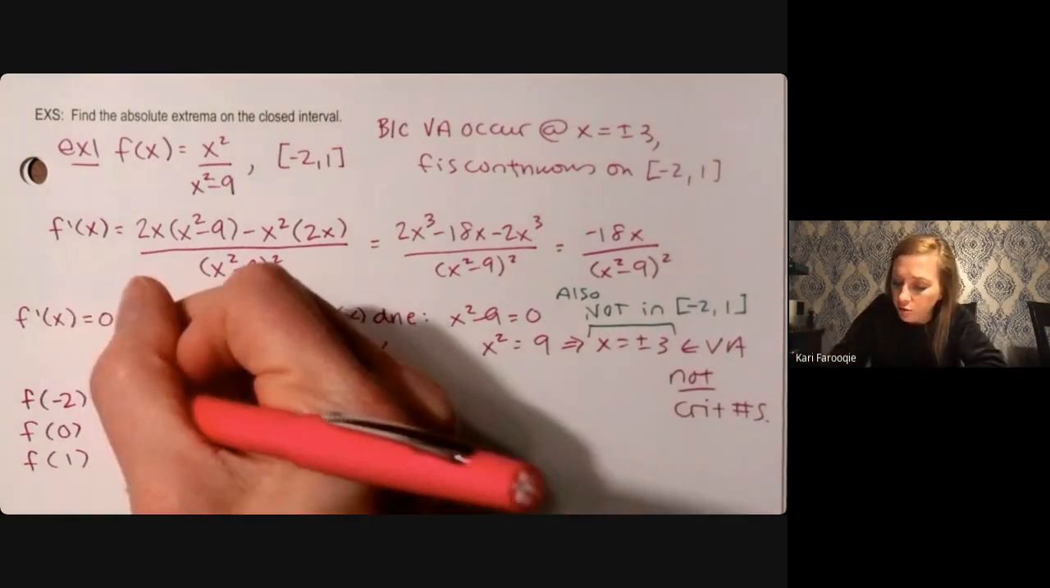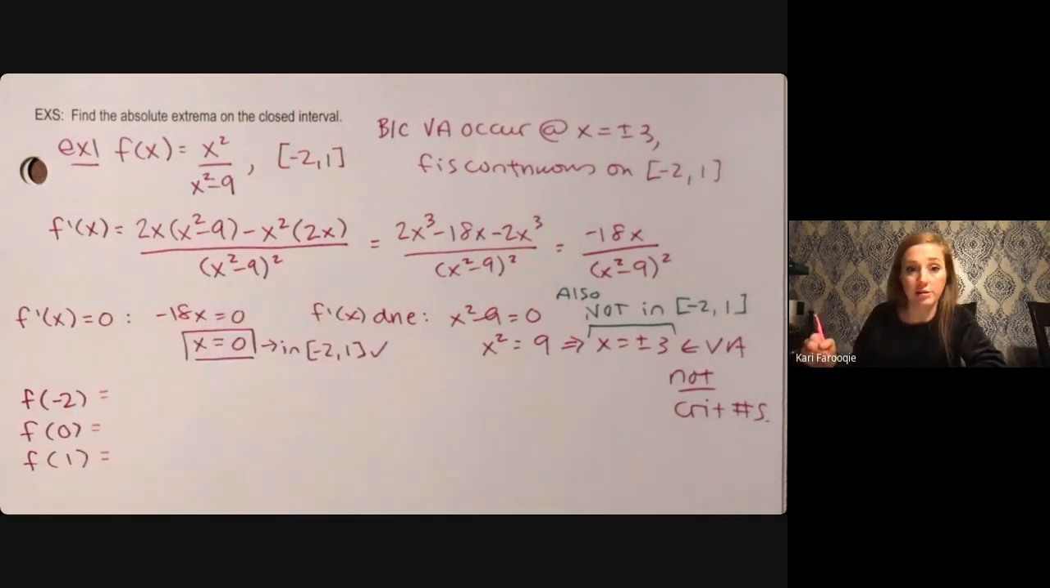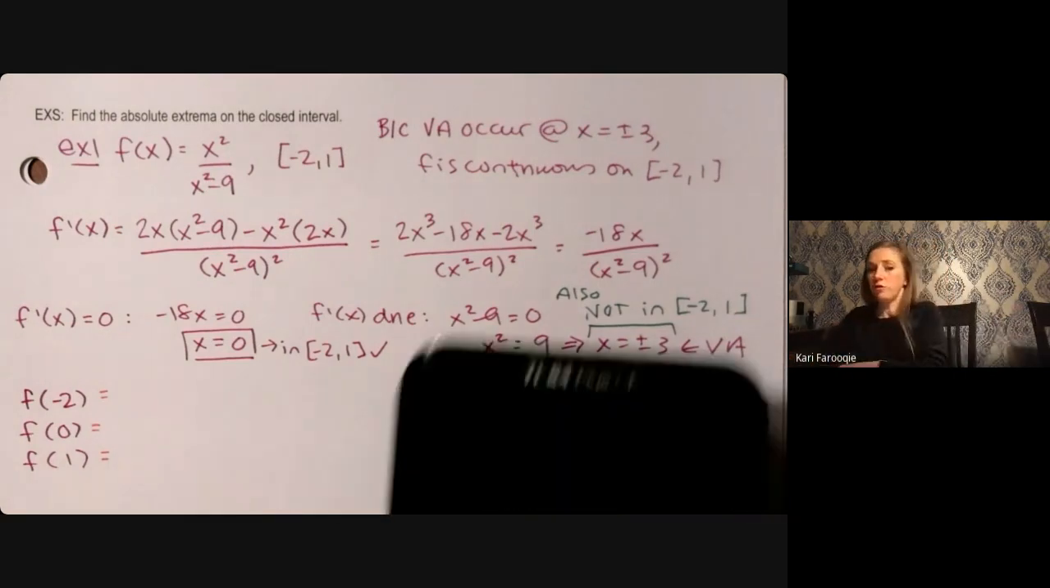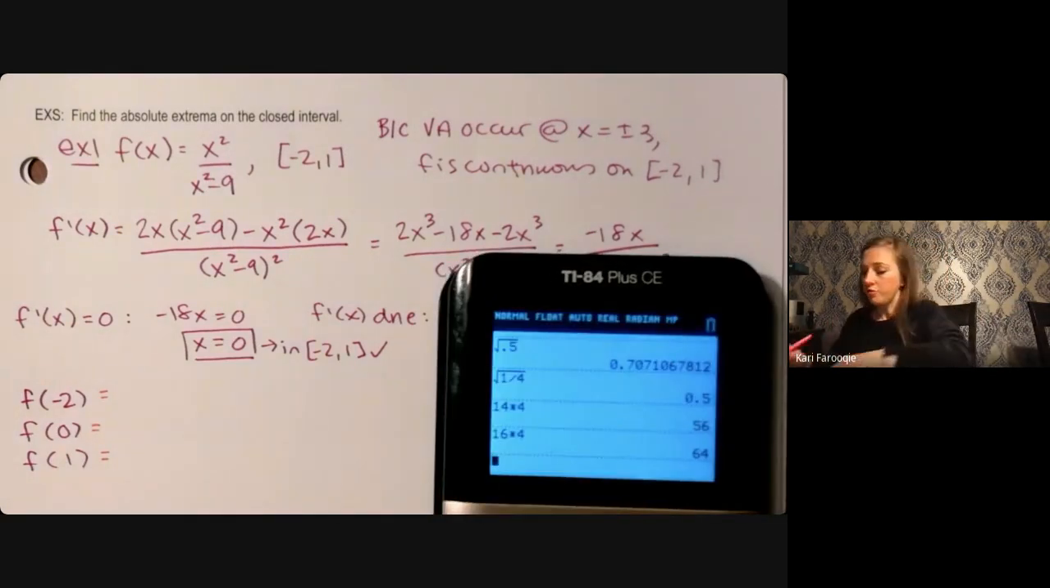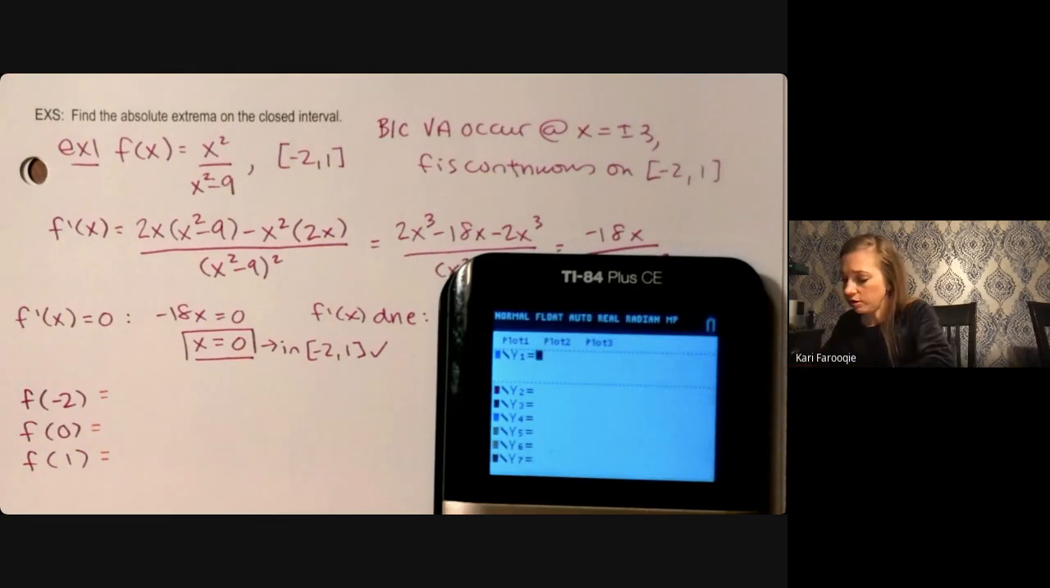All right, so I'm going to look for the function evaluated at these values. Now, if you would like to put this into your calculator, that is absolutely fine. I will not fault you for that. So your function here is x squared divided by x squared minus 9.